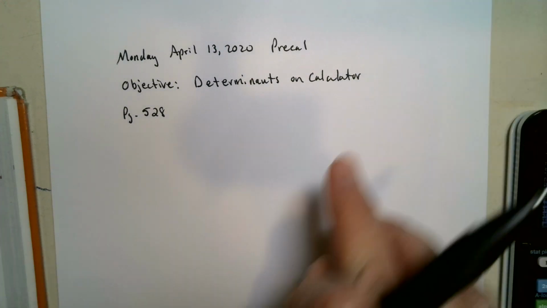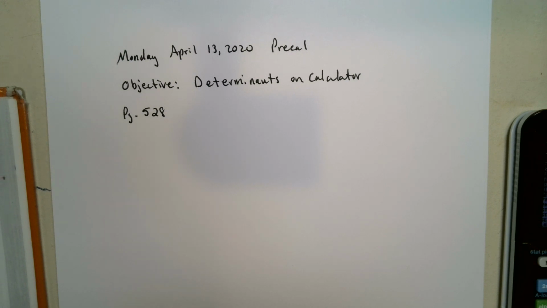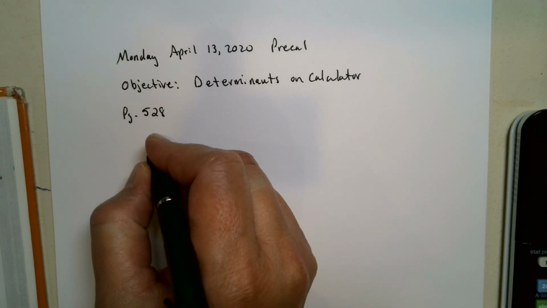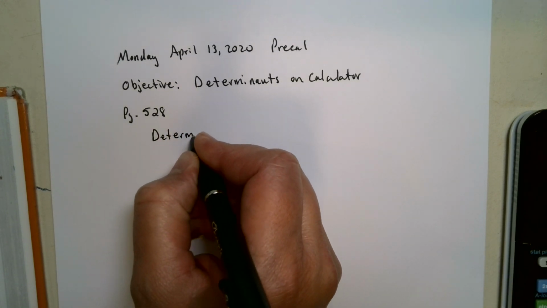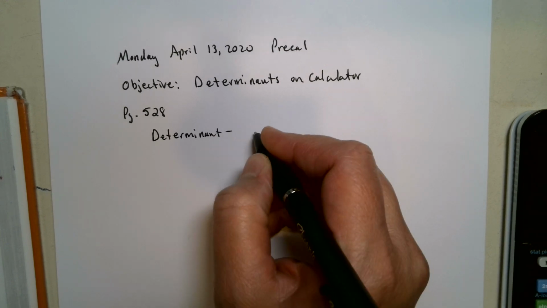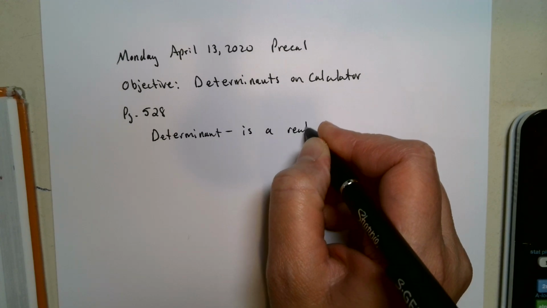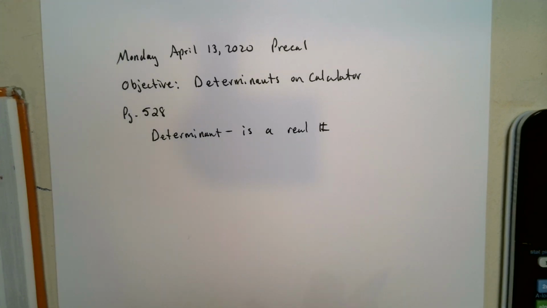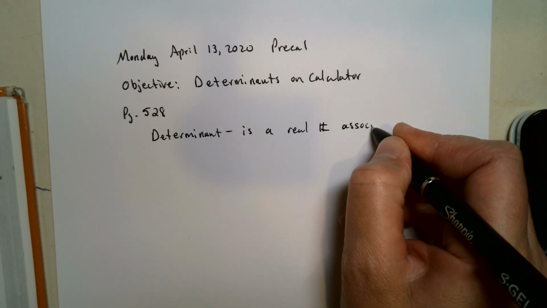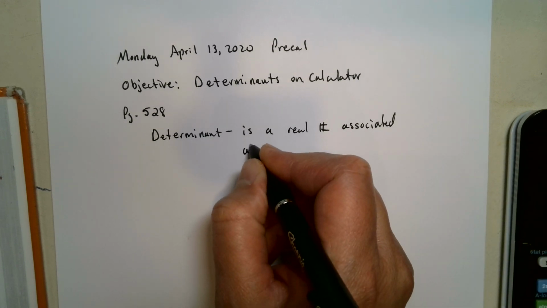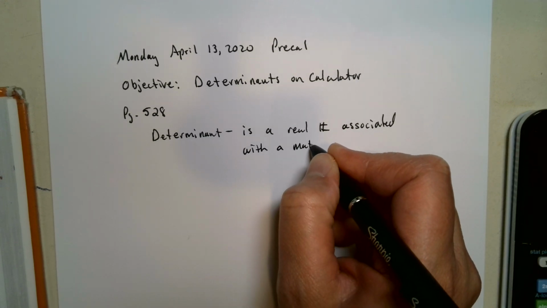All right, so you should have your books open to page 528. And on that page, the first paragraph, it talks about what a determinant is. And it just says that every square matrix can be associated with a real number called its determinant. So a determinant is a real number. It is just simply a number that is associated with a matrix.